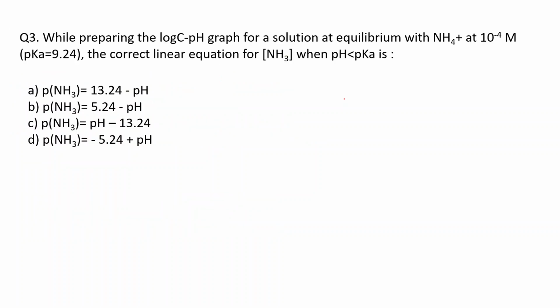We'll move forward to the next question. While preparing the log C versus pH diagram for a solution at equilibrium with an ammonium ion concentration of 10 raised to the power minus 4, having pKa 9.24, what is the correct linear equation for NH3 when pH is less than pKa? Please solve this question. This is very simple. You can use the diagram to solve this, or you can just relate it to the one we have solved in the class.